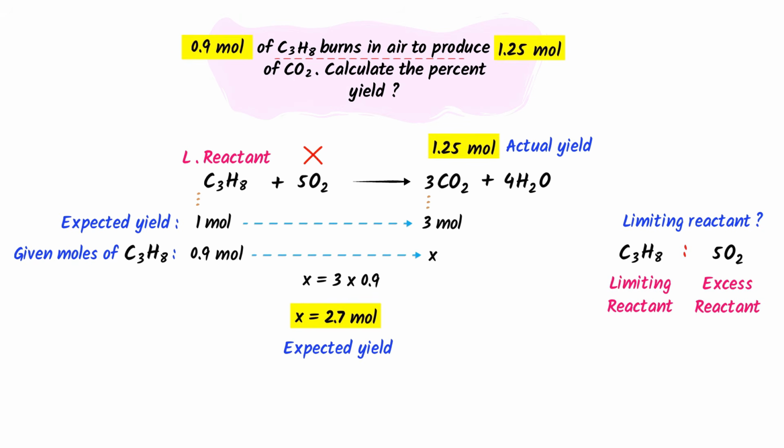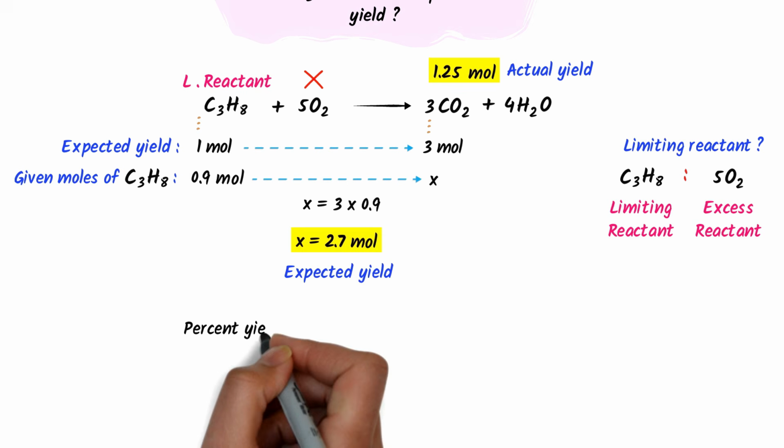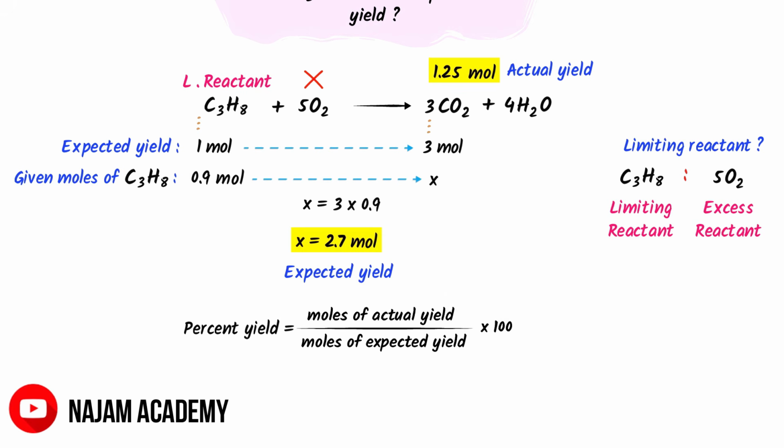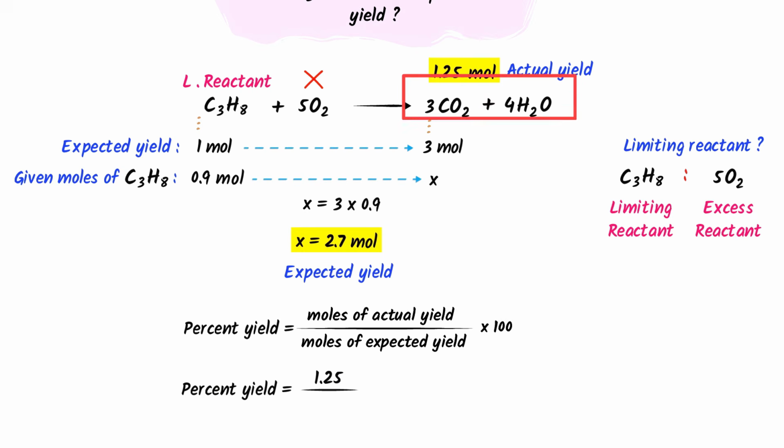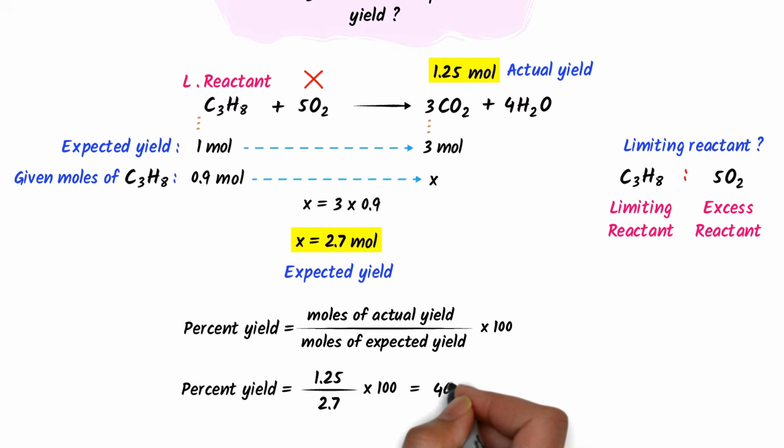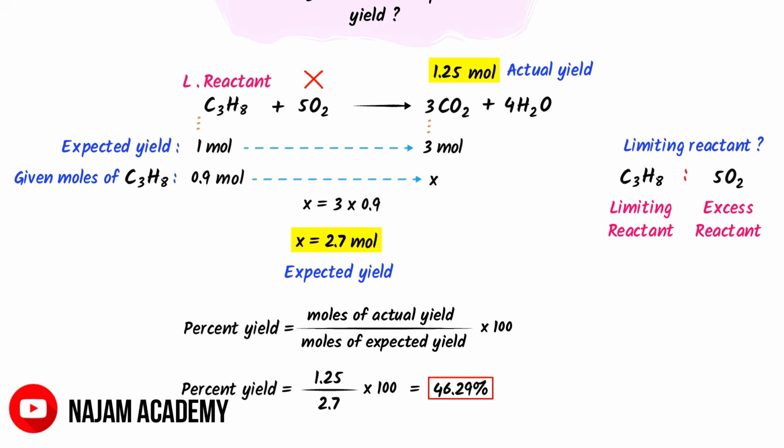Now what about percent yield? We know that percent yield is equal to actual yield upon expected yield and 100. Here, the actual yield is 1.25 moles and the theoretical or expected yield is 2.7. After calculation, I get 46.29%. So the percent yield is 46.29%. Thus, using this trick, we can easily calculate actual yield, theoretical yield, and percent yield.